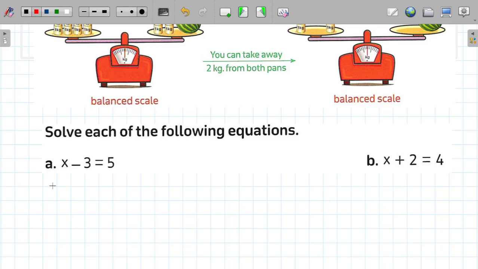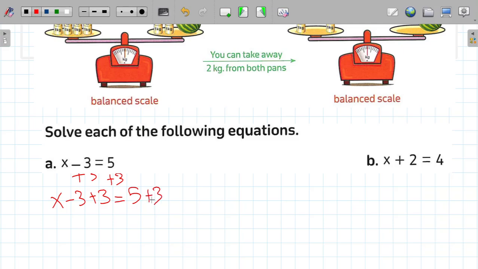Okay, so first from the first side, I can say that x equals 8, because if I subtract 3 from 8, it gives me 5. Okay, so here I can say if I add 3 to both sides, so I will add here 3 and here I will add 3, so it will be x minus 3 plus 3 equals 5 plus 3.